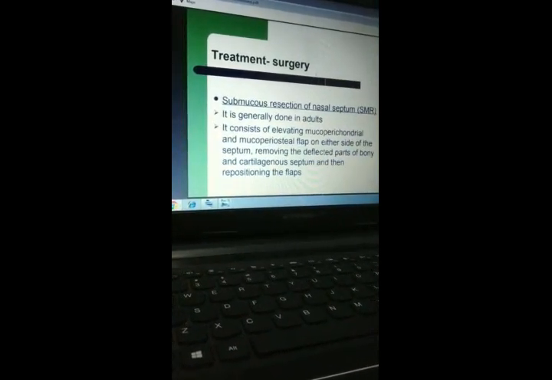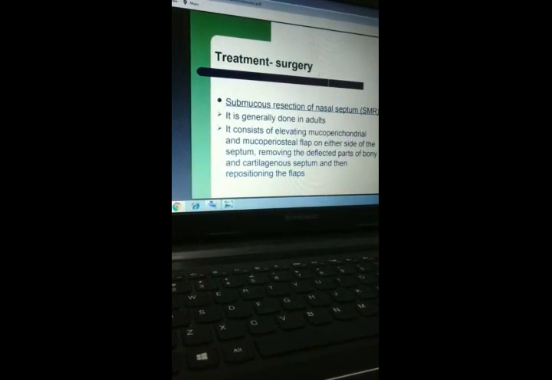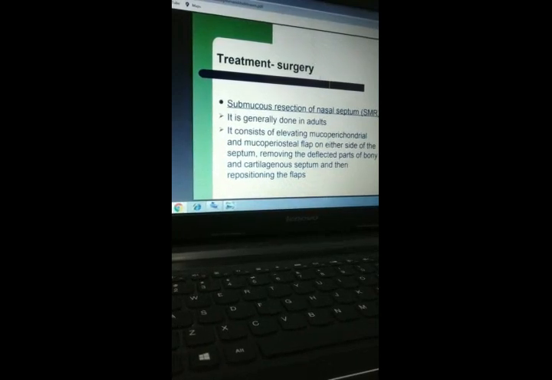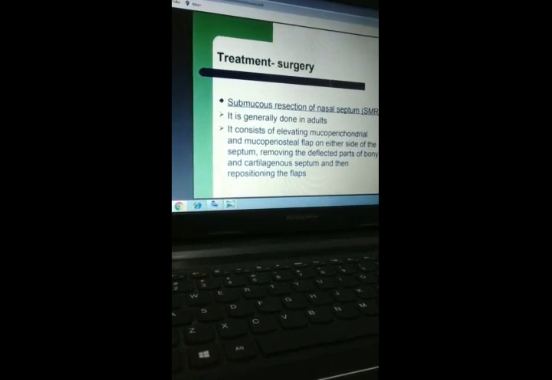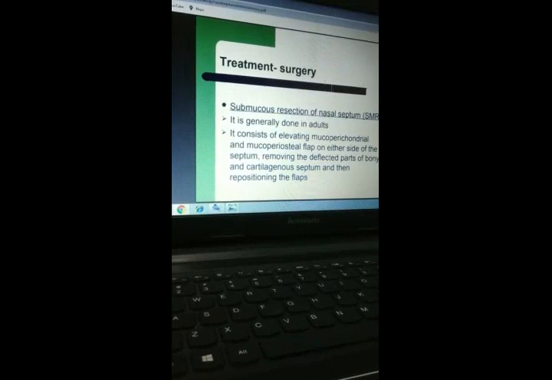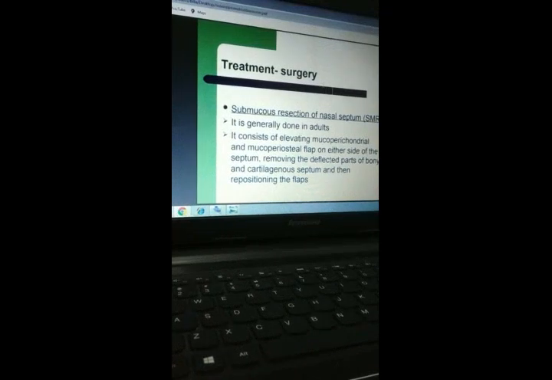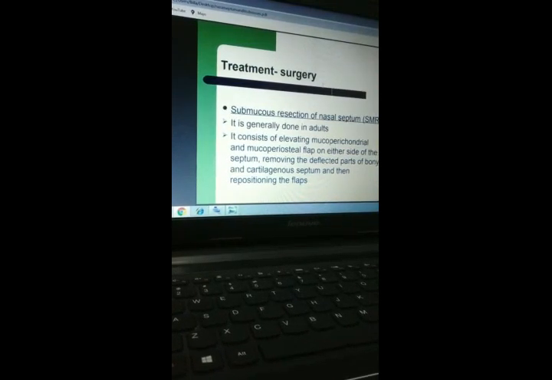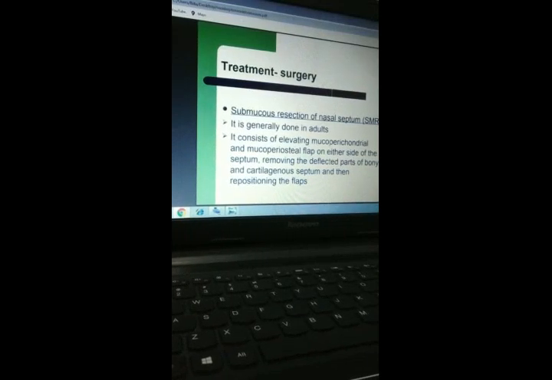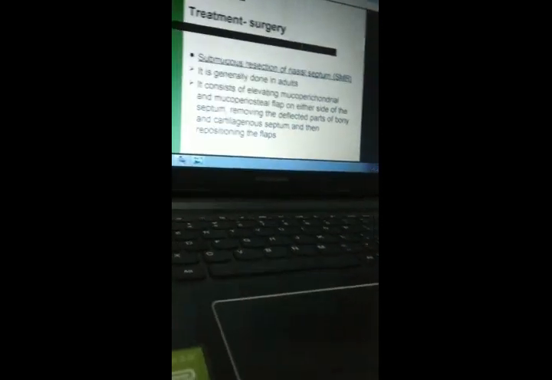Now come to the treatment. Usually minor degrees of septal deviation having no symptoms are commonly seen in patients and require no treatment. It is only when the deviated septum produces mechanical nasal obstruction or the symptoms as I have already described that operation is the treatment.